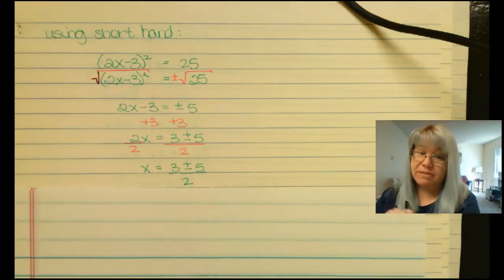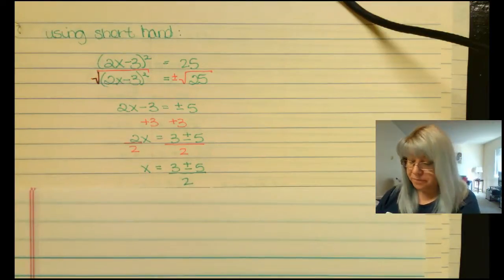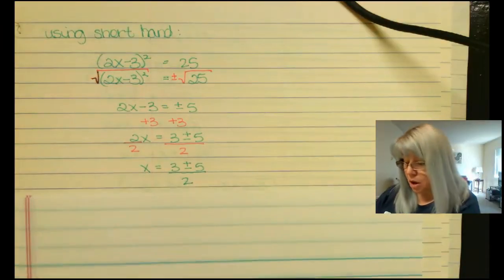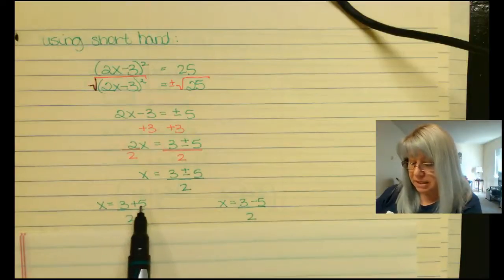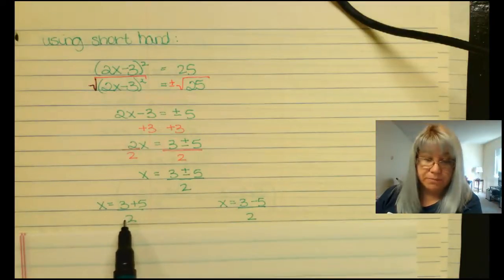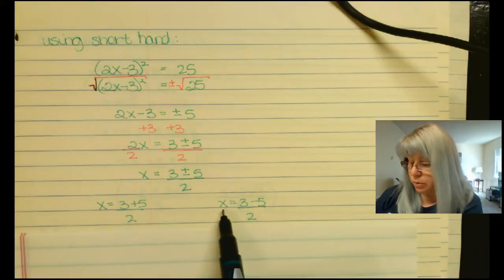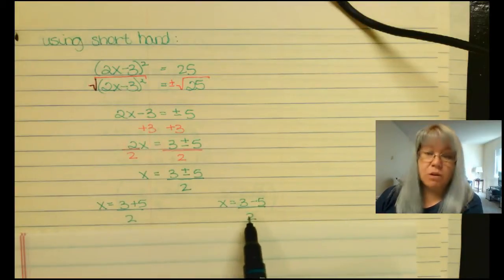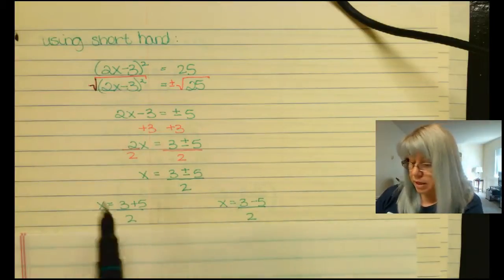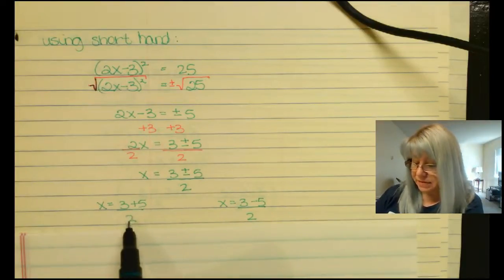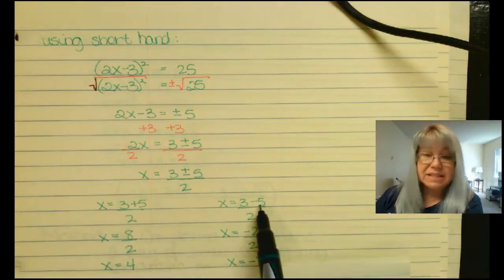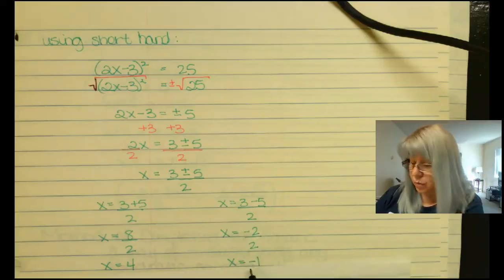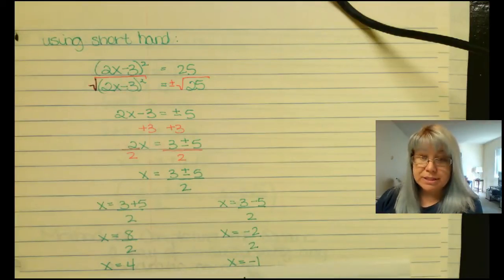At this point, I have to break this problem apart to solve it, to find the solution set. One of my equations is going to be x equals 3 plus 5, all over 2. And the other one will be x equals 3 minus 5, all over 2. Okay, 3 plus 5 is 8. 8 divided by 2 is 4. And 3 minus 5 is negative 2, divided by 2 is negative 1. We still get the same solution set, negative 1 and 4.